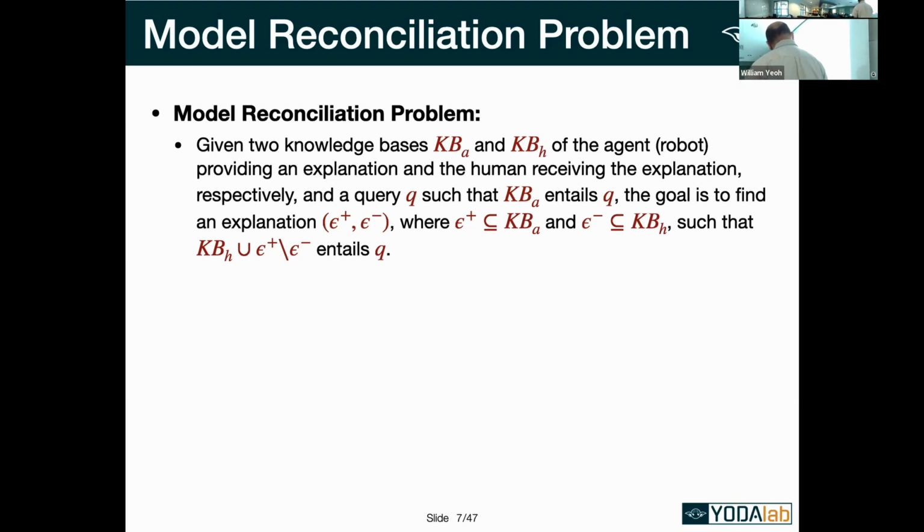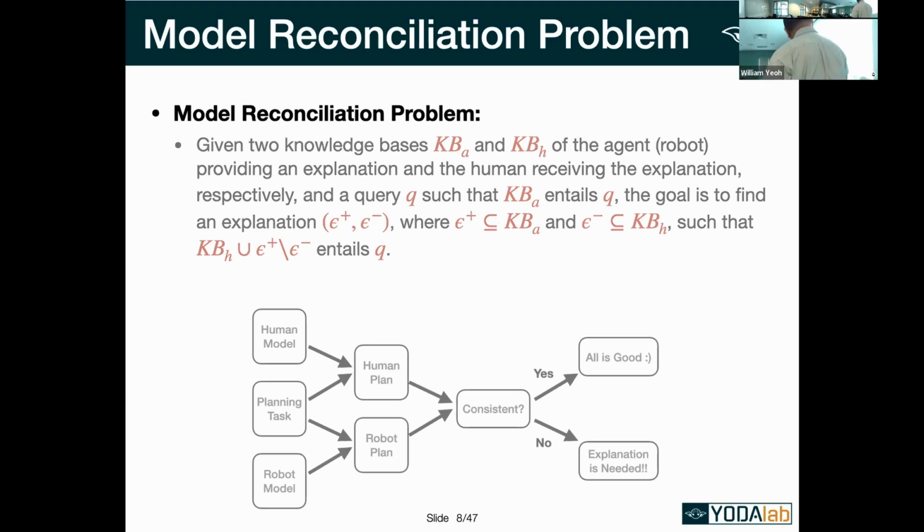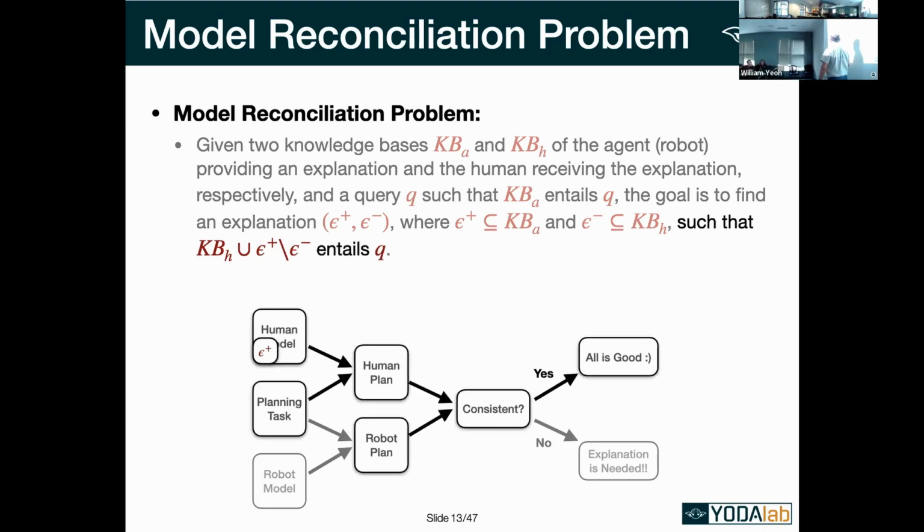So here you can see that the mapping between this problem and this figure I talked about earlier would be quite easy, right? KBA and KBH are basically the models of the human and the robot. Query here is something related to the robot plan or the robot's action. This could also be related to, why isn't the robot doing something that it is supposed to be doing, right? And then you want to find epsilon plus in the robot's model, epsilon minus in the human's model. You bring this over there, right? And then the updated human model would now entail an updated plan, and both of these are now consistent, okay?